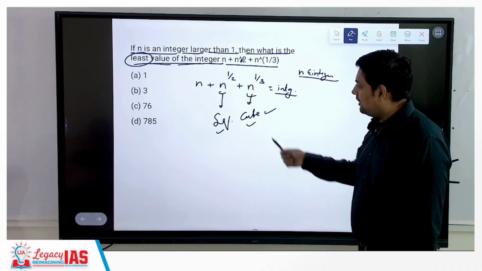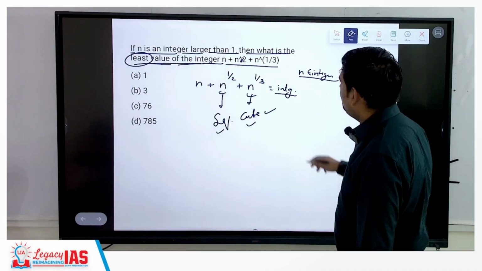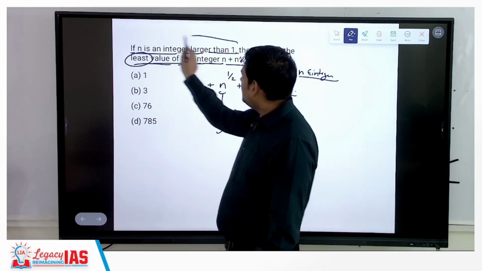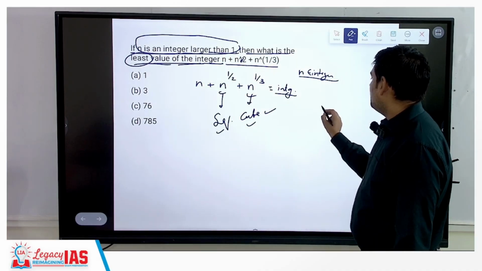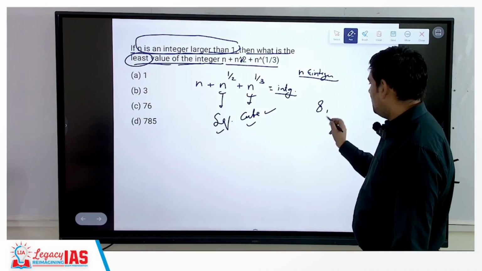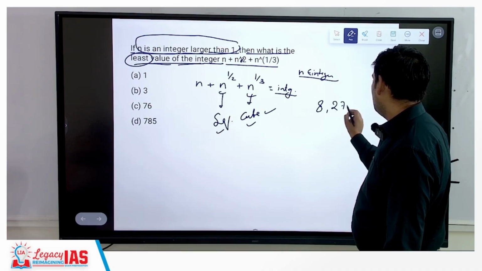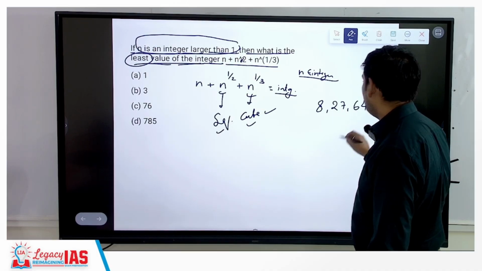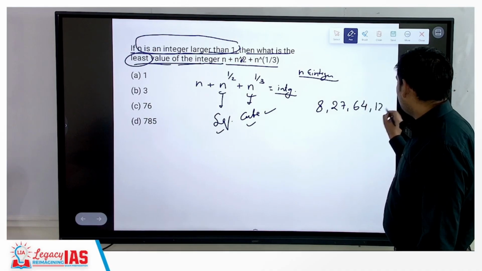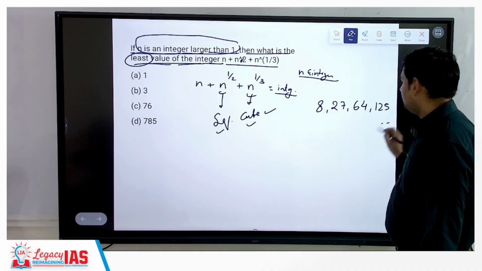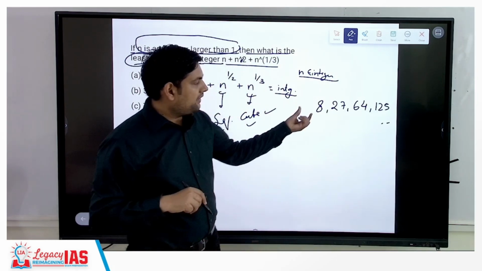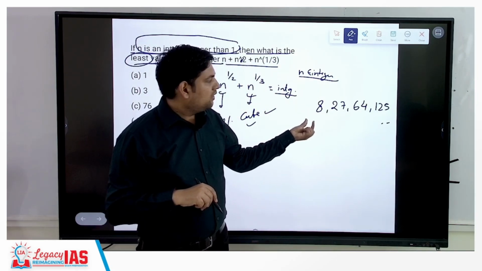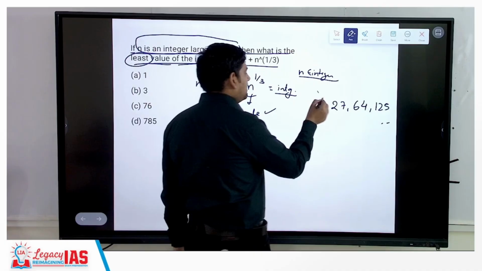So let's start writing cubes. Now this integer is greater than 1, n is an integer larger than 1, so let's start from 2. So 2 cube becomes 8, 3 cube becomes 27, 4 cube becomes 64, 5 cube becomes 125 and so on. Now 8 is a cube of a number, correct? It is the cube of 2. Is it the square of any number?